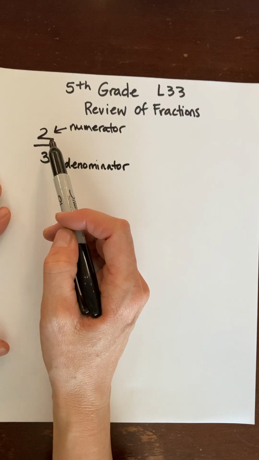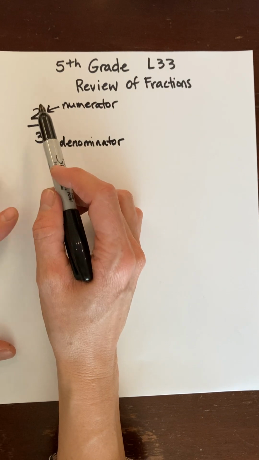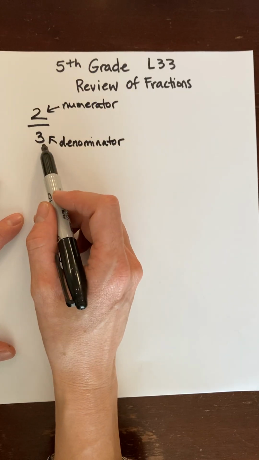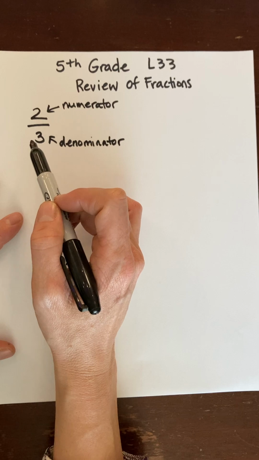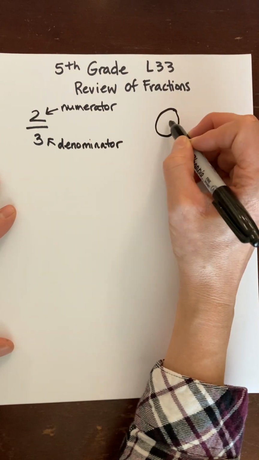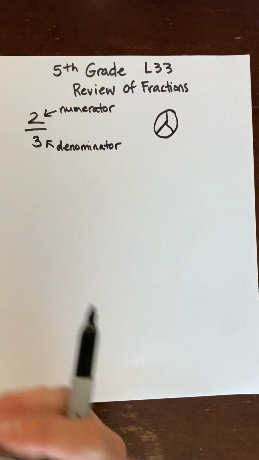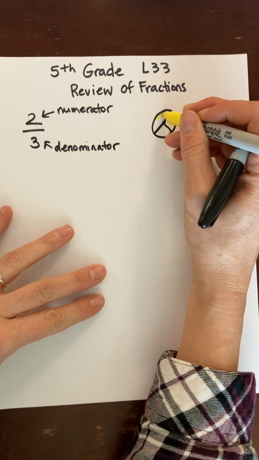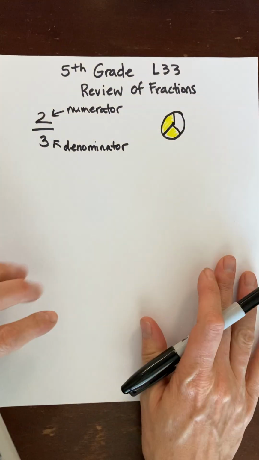The numerator tells us how many pieces are shaded or how many are being used or considered. And the denominator of 3 tells us that each whole has 3 pieces in it. So if we were to draw a picture, it would look like this. My whole has 3 pieces, and out of those 3 pieces, I'm going to shade 2 of them. And that would represent my fraction of 2/3.